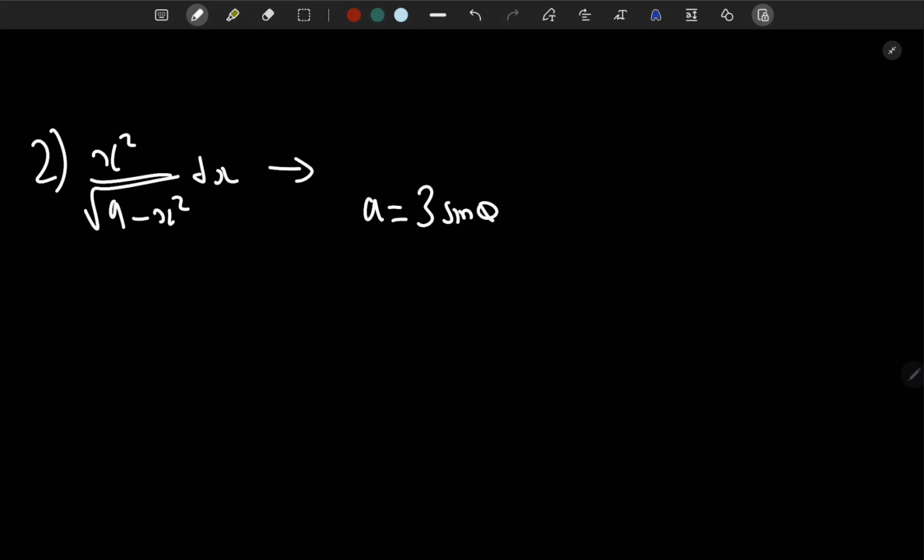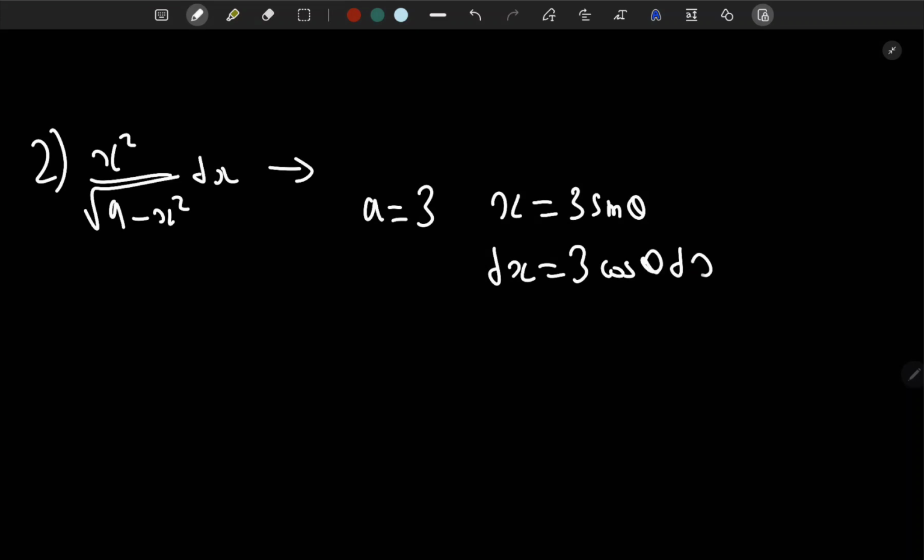And now we need to differentiate this to be able to replace dx with our delta. So here, a is just 3 and our x is 3 sine delta, so dx is going to be 3 cosine delta d delta.